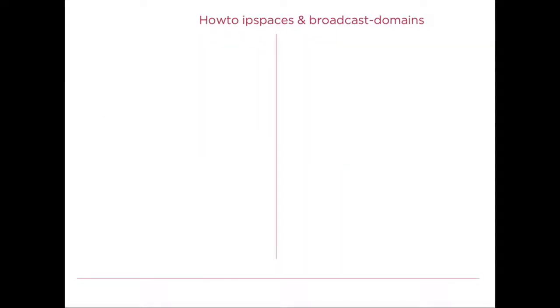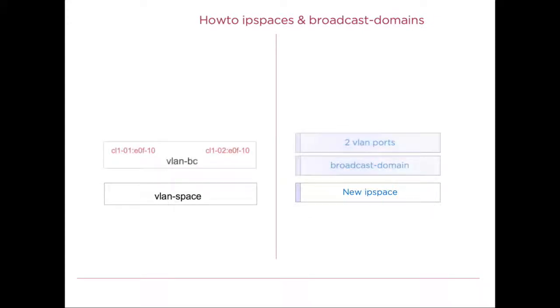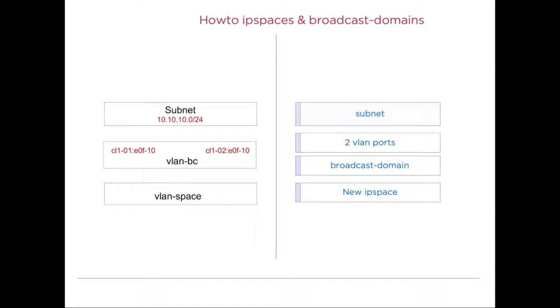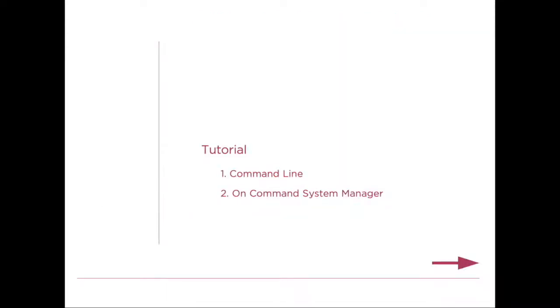Now, what will we do in the tutorial? We will create a new IP space. In that IP space, we will create a broadcast domain, and we'll put 2 VLAN ports in that broadcast domain, 1 for each node in the cluster. And we'll give the broadcast domain a subnet. And as with all the other modules, we'll first do it with the CLI, and then we use OnCommand System Manager to do that.